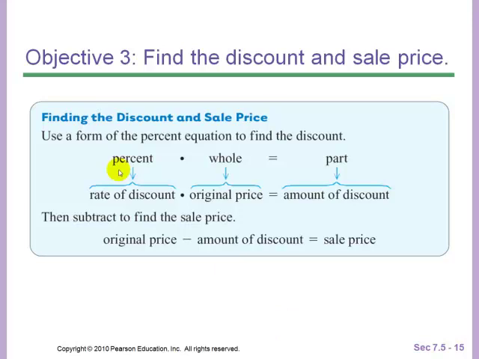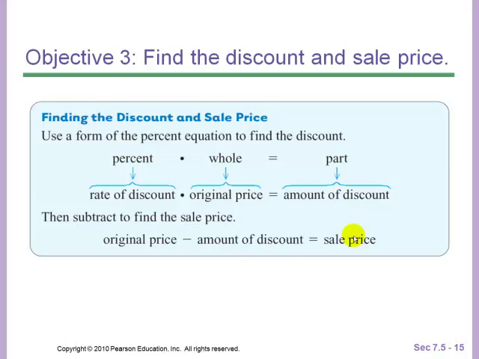The next topic will be finding discounts and sale prices. Again, we're using a variation of our percent equation. Here, our percent will be the rate of discount. So basically, if something's 30% off, that would be your rate of discount, 30%. Or if it's 75% off, that's your rate of discount, 75%. The whole is our original price, and the part is the amount of discount. And then to find your actual sale price, you subtract the original price minus the amount of discount to get your sale price.